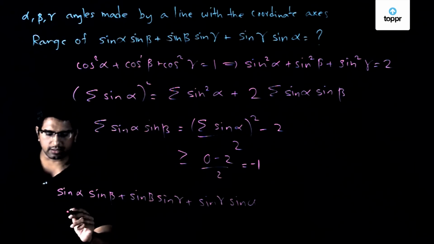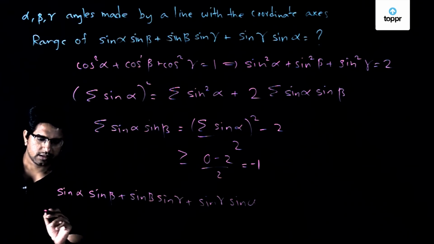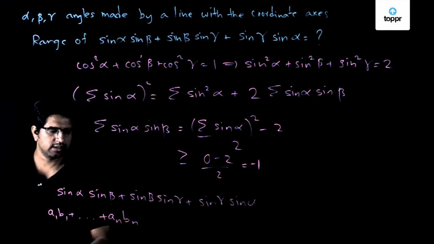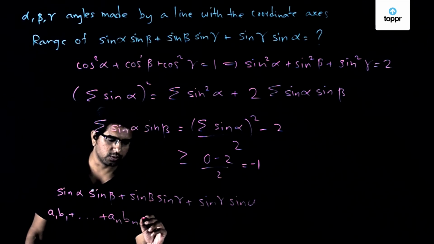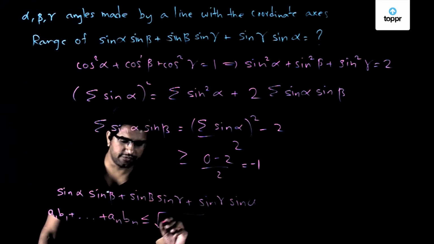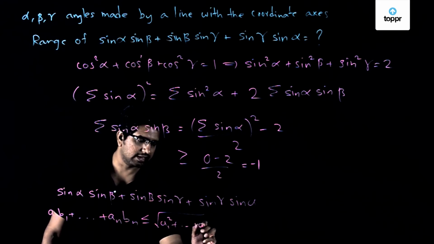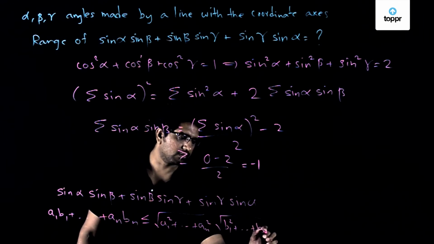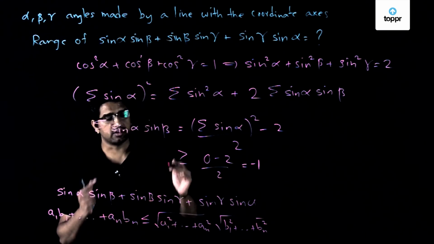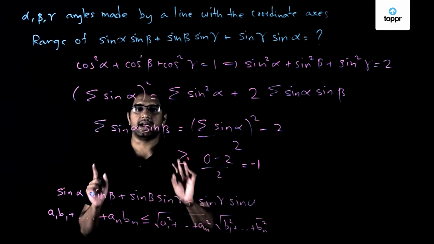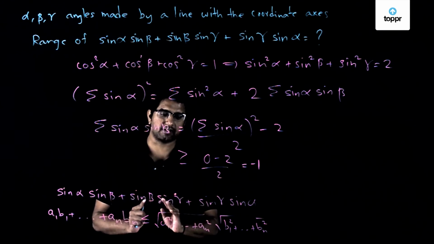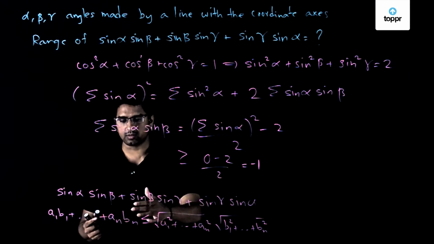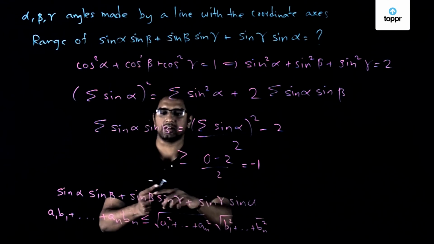So, let us recall the Cauchy-Schwarz inequality. What it says is that a1 b1 plus a2 b2 and so on plus an bn is less than or equal to the square root of a1 square plus till an square, times the square root of b1 square plus till bn square. This is one of the most important inequalities in mathematics, and therefore please do remember the statement of it perfectly. Once you know this inequality, you can immediately say that we have to make use of this in order to get the maximum value of the given function.